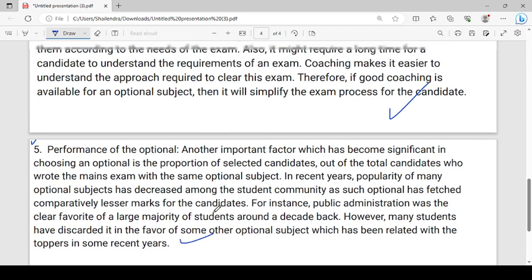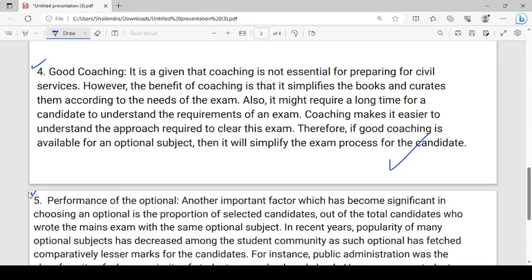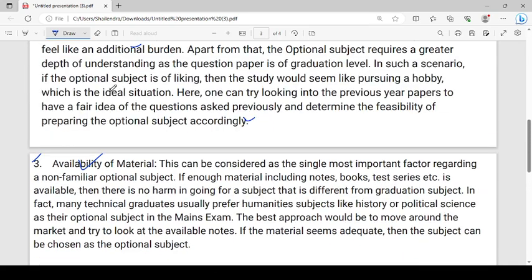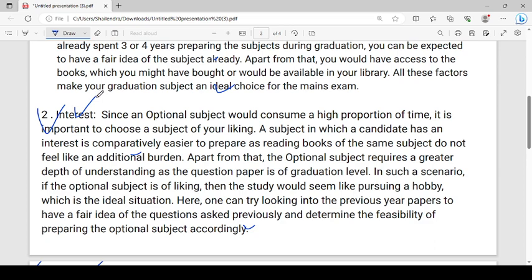है ना? ये 5 पॉइंट हैं जिसे पढ़ के, मतलब समझ के आप लोग देख सकते हैं कि हमको कब और कौन सा ऑप्शनल चूज करना चाहिए, है ना?